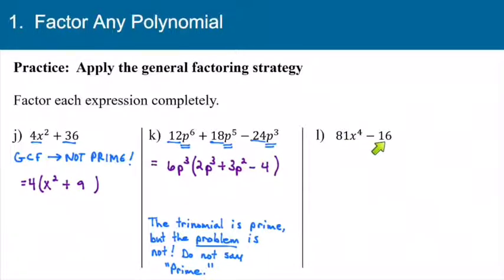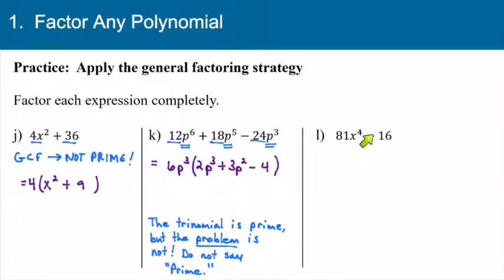Here we have 81x to the fourth minus 16. Notice that there is not a GCF besides 1, so that lets us go on to step 2 of our strategy, which is determine how many terms you have. So we have 2 terms here, so that means we're either dealing with a difference of squares or a difference of cubes or a sum of cubes. Clearly, because you can see the fourth power, the cubes are out. This has got to be a difference of squares if it's anything.